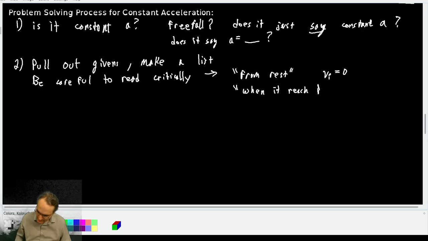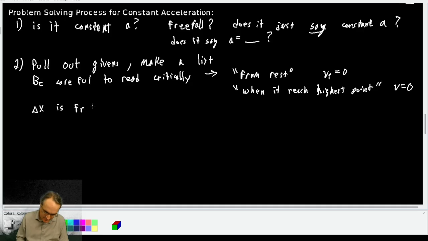When it reaches highest point, that would be a free fall type thing. But at the highest point, the speed of the object goes to 0. So that would actually be telling you that v is equal to 0. So be careful to read looking for things like that that give you a hint about initial velocity, initial positions, things like that. One other wording about position is frequently delta x is frequently the variable.